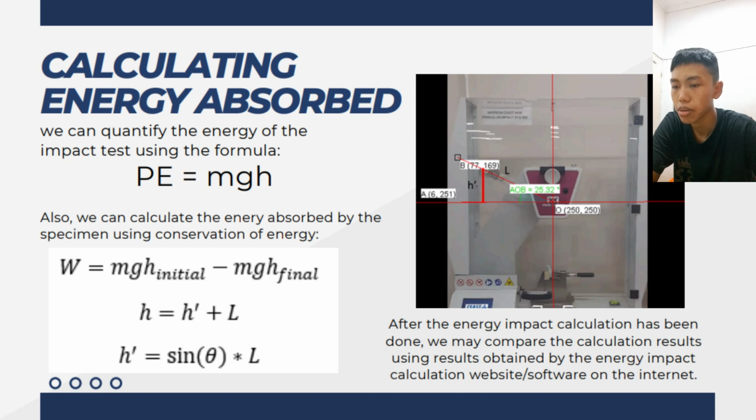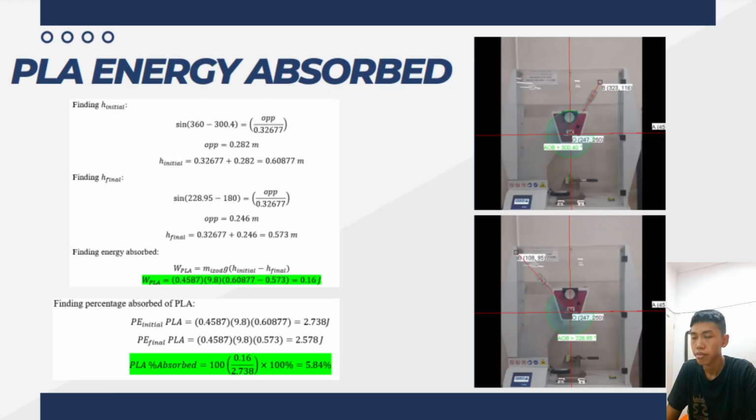After the energy impact calculation has been done, we may compare our calculation with the one from the internet to get better results. Here are the values of the energy absorption within the three specimens. First of all is PLA.